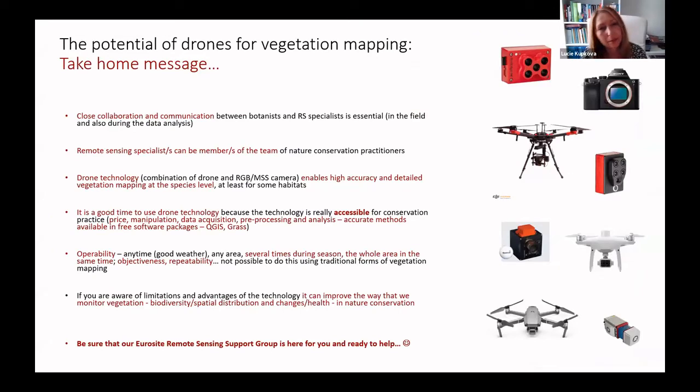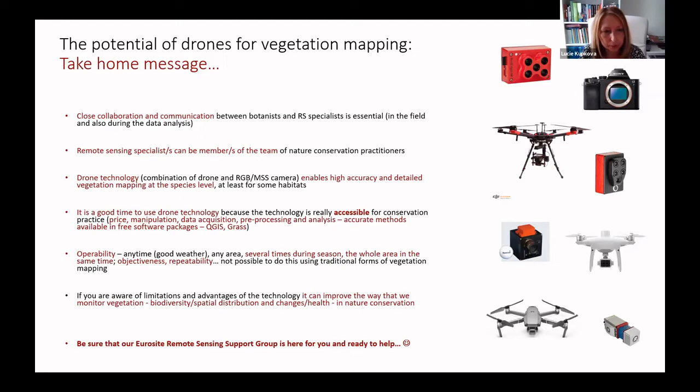And finally, the take-home message for all of you. Close collaboration and communication of the whole team of remote sensing specialists is really essential. You perhaps know this. Remote sensing specialists can be members of the team of conservation practitioners, and that is a very good solution. Drone technology enables high accuracy in detailed vegetation mapping, even at the species level, of course, for some types of habitats. And I would say it is a good time to use drones now because it's really accessible technology.